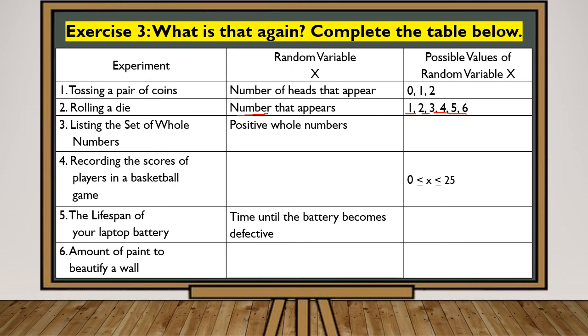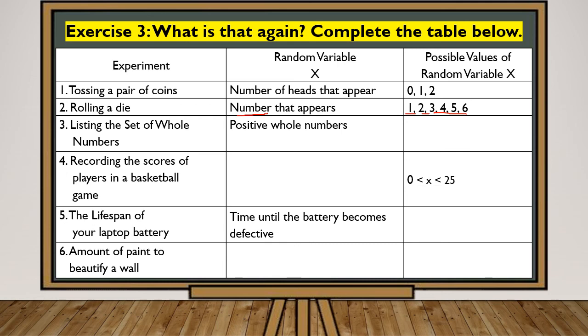Next, number 3, listing the set of whole numbers. So we only have positive whole numbers. The random variable is positive whole numbers. What do you think are the possible values for our random variable, which is positive whole numbers? Next, recording the scores of players in a basketball game. Try to identify what is the random variable here.